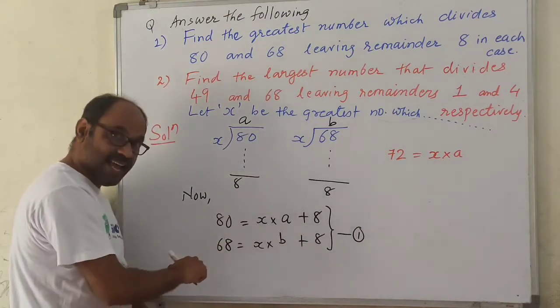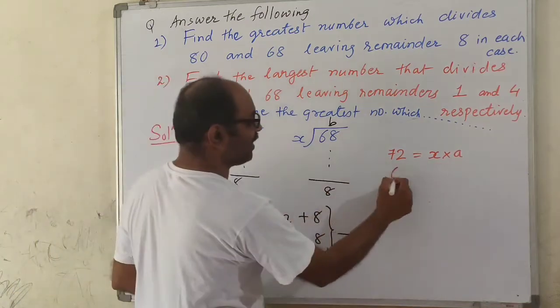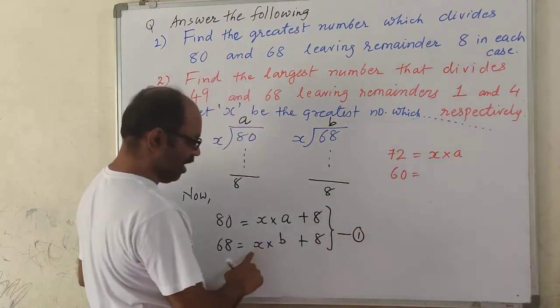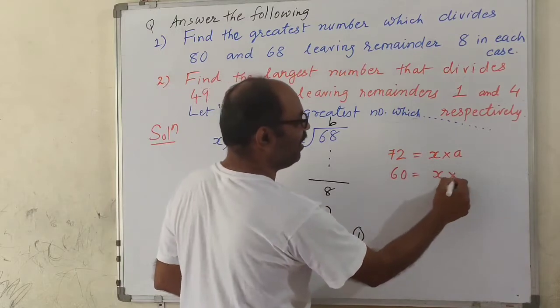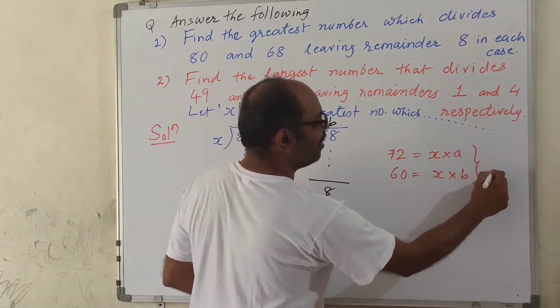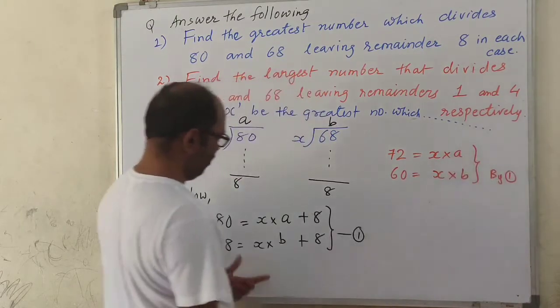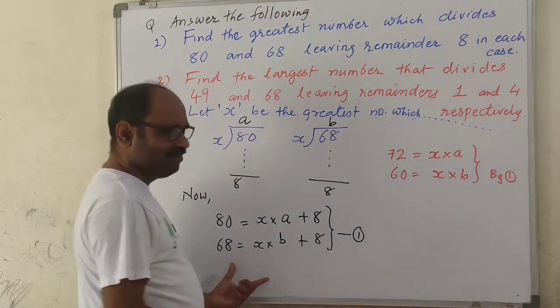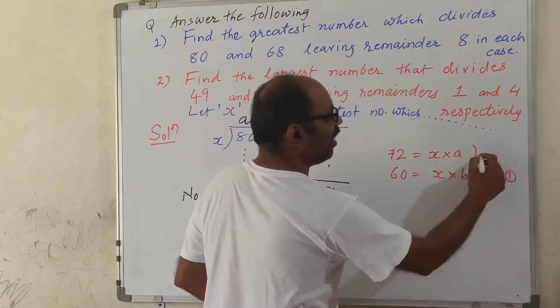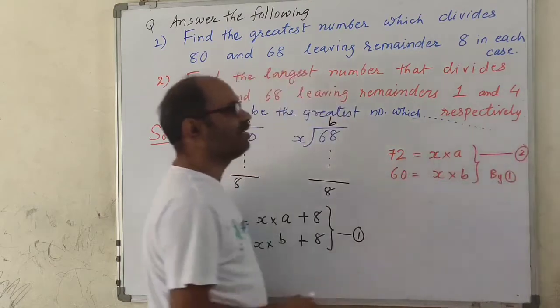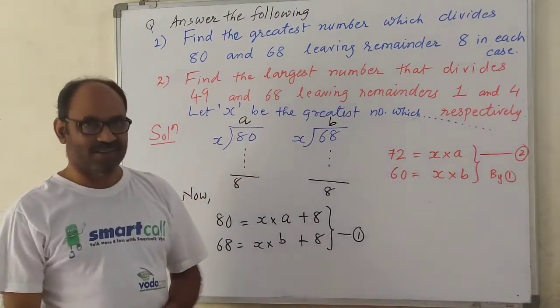68 minus 8, that will give me 60. That is equal to x into B. And I got this by equation 1. From 1 you got that. Alright. And this result I am going to call equation 2. The new result that I got.